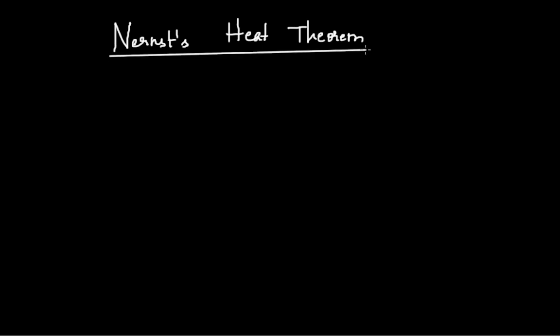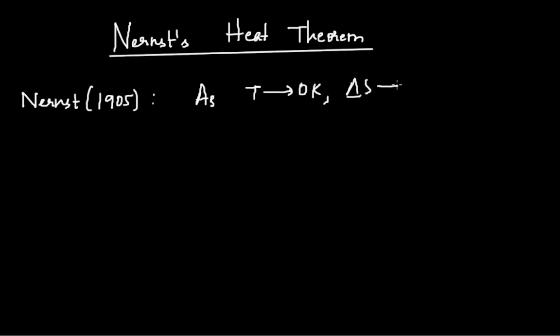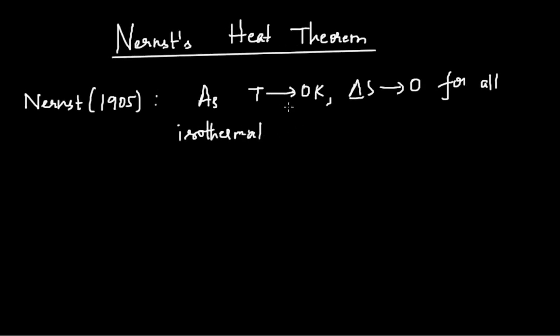This was first expressed as the Nernst heat theorem. So Nernst in 1905 postulated that as temperature tends to 0 Kelvin, delta S tends to 0 for all isothermal processes in condensed phase.